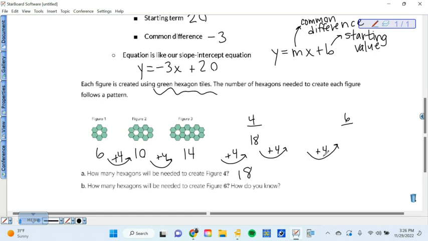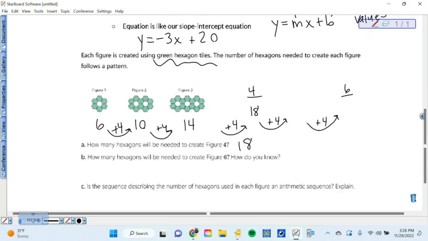But I'm going to show you a different way, because this is easy to figure out figure 6. But if I asked you to find figure 822, you're not going to add 4 822 times. It's too much work. We work smarter, not harder. You could just multiply it. So let's use an equation to figure it out, where m is going to be my common difference and b is my starting value.